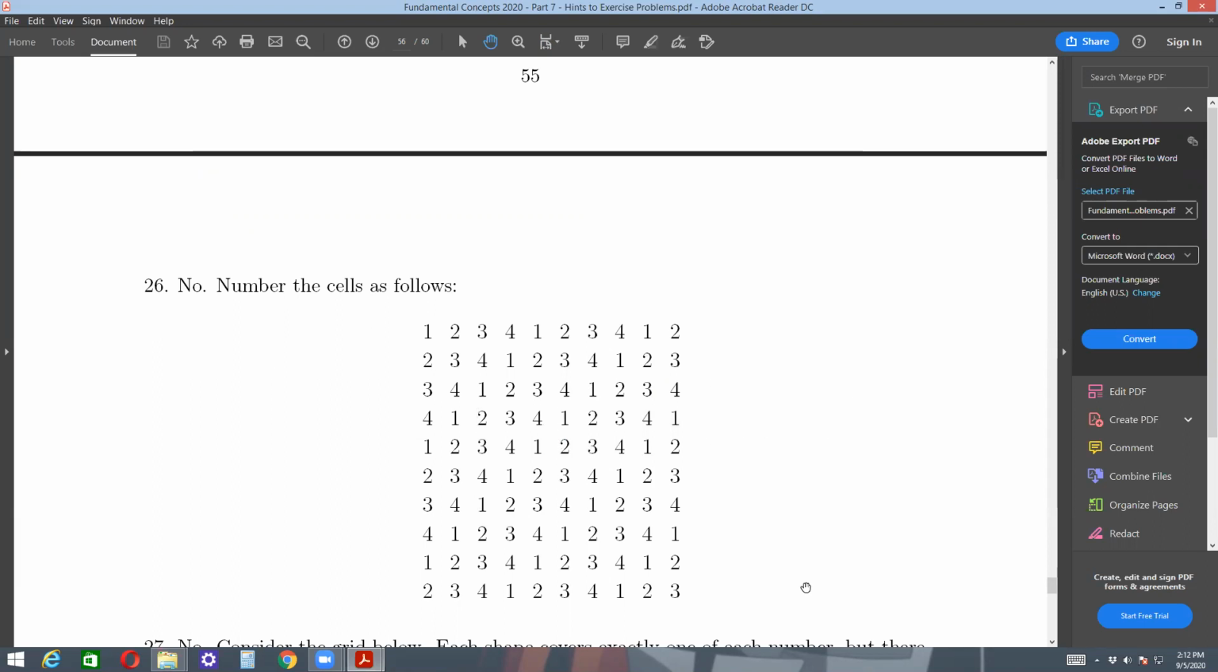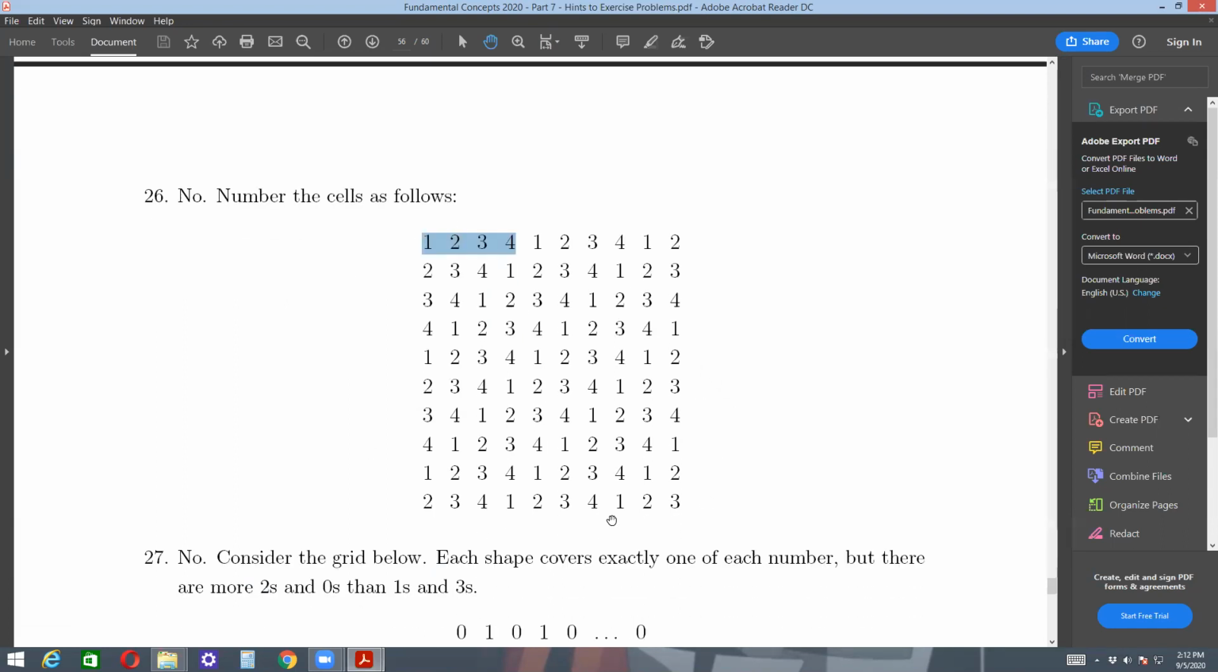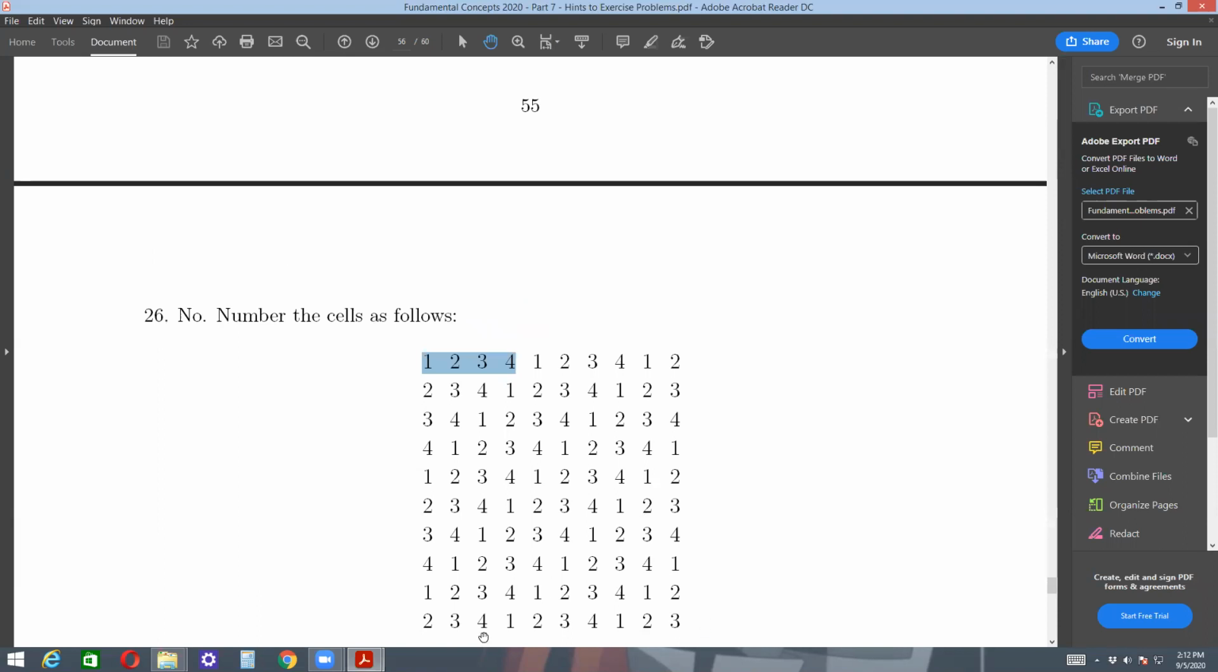It means that the only way the tiles could tile this is if the number of 1s is the same as the number of 2s, which is the same as the number of 3s, and the same as the number of 4s, because each tile covers one of each. If I had more 4s than 1s, there's no way it could cover all of them, because there would be a 4 left that can't be covered. Now if you count this, you will see that the numbers don't add up. There are more of certain numbers than others.